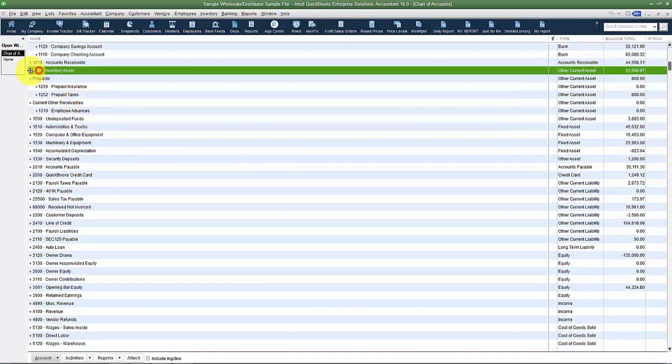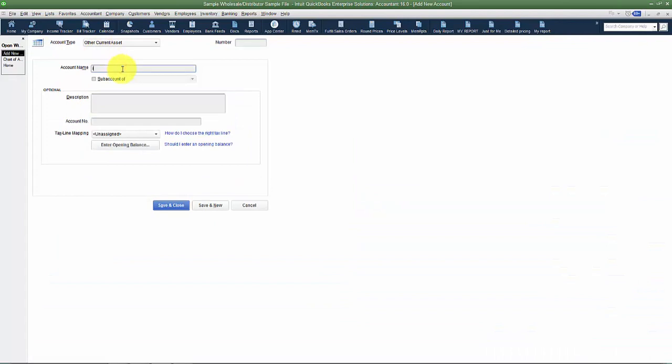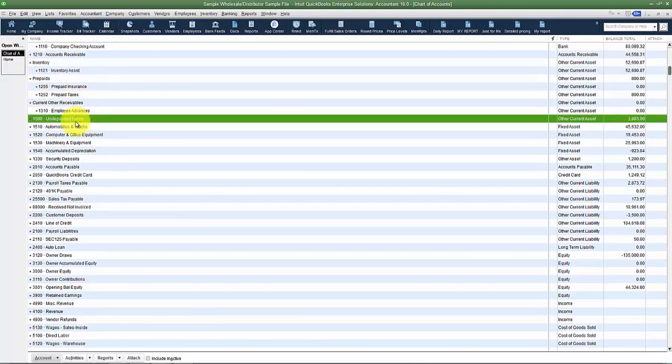Okay, inventory asset. Right now I just have one inventory asset account. If I had multiple, so let's say you break up your inventory into inventory WIP or materials versus finished goods, etc., then I would like to have a header account for inventory, right? So I would come in here, make another current asset, call it inventory. And then move all those inventory assets under there. Okay. Undeposited funds, we just leave by itself.